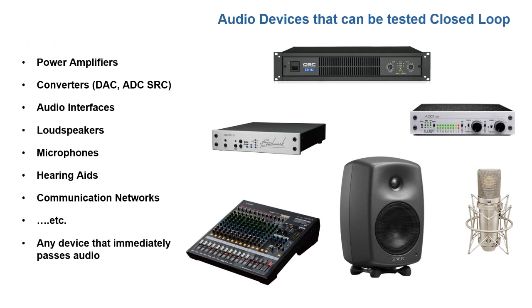Now, here are some of the audio devices that can be tested in a normal closed loop configuration. Of course, power amplifiers, audio converters, digital to analog converters, analog to digital, and sample rate converters, audio interfaces, loudspeakers, microphones, hearing aids, communication networks, and basically any device that immediately passes audio.